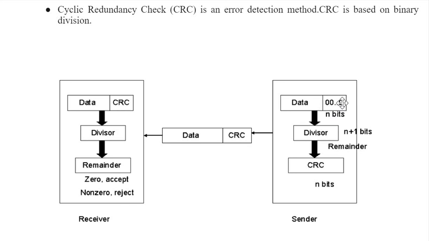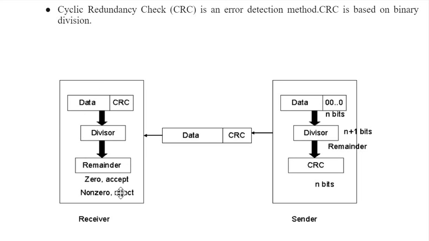We replace the n bits of zeros that we appended to the data initially with the CRC that we obtained. If it is n bits, the CRC is also n bits, or if it is n minus 1 bits, it is also n minus 1 bits. So data plus CRC is sent to the receiver. The receiver receives the data plus the appended CRC, and again it gets divided by the divisor, so it gets a remainder.